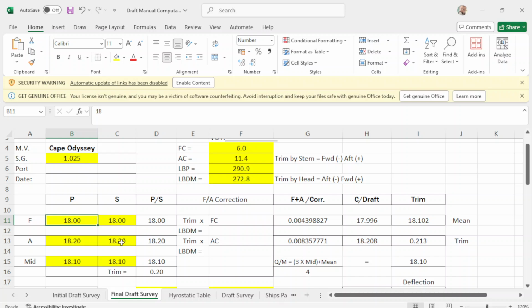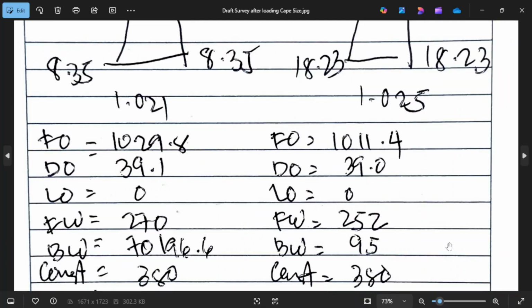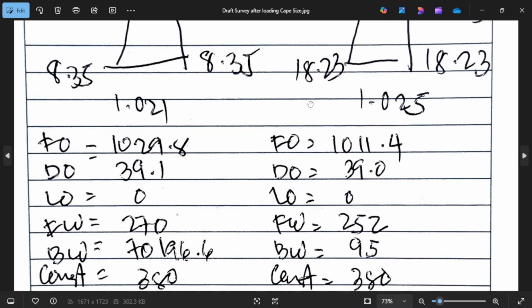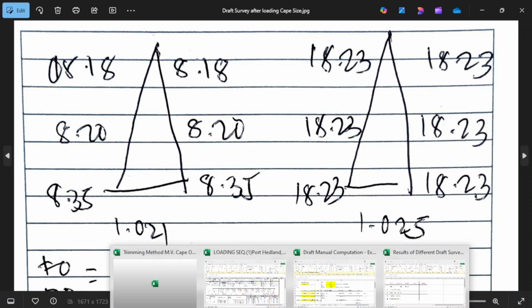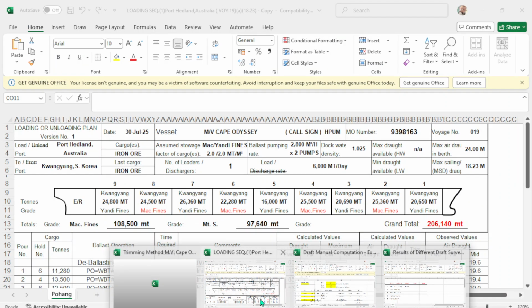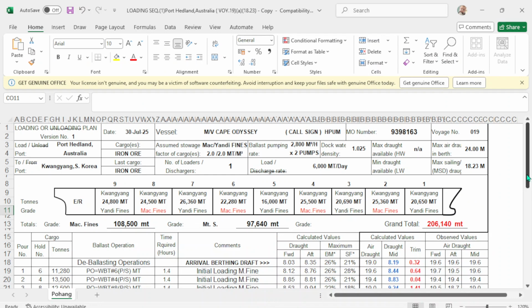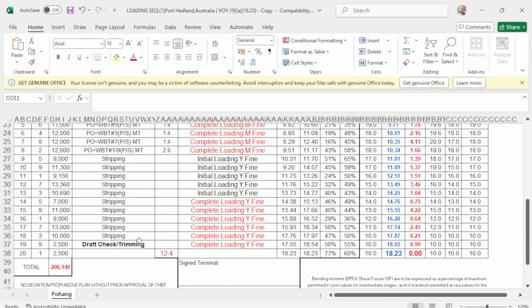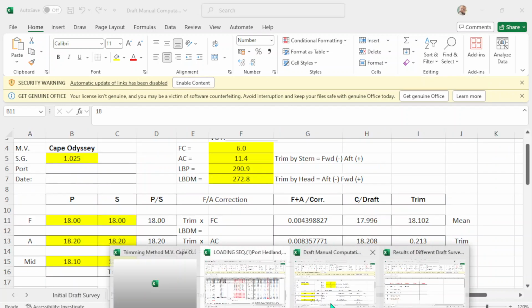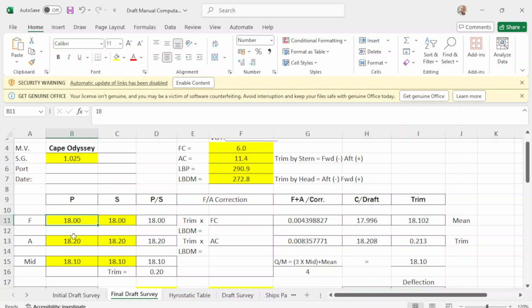Forward draft will be, this is the final. It's all even keel of 18.23. Okay, according to our loading plan, our departure draft should be even keel. So you put here even keel. Since even keel, that will be 18.23.